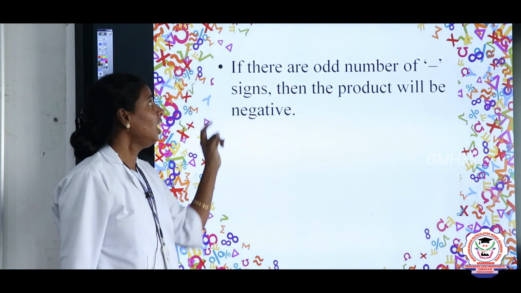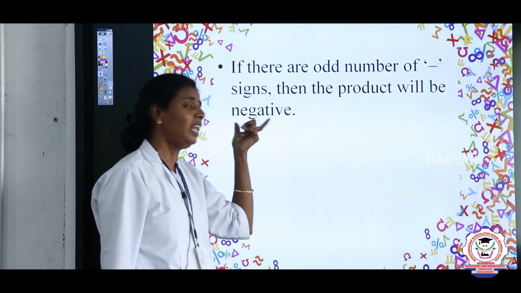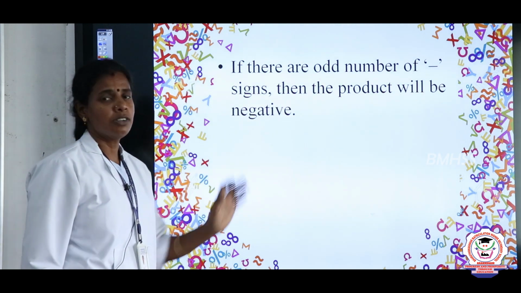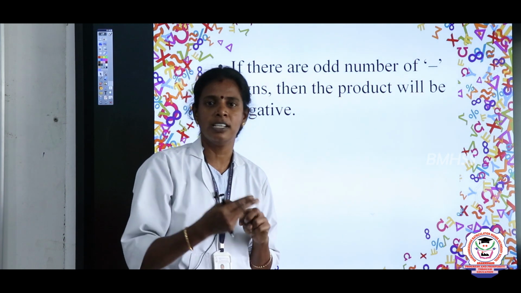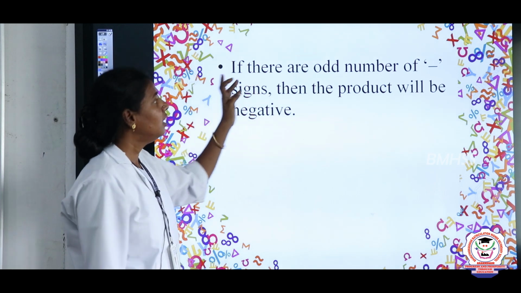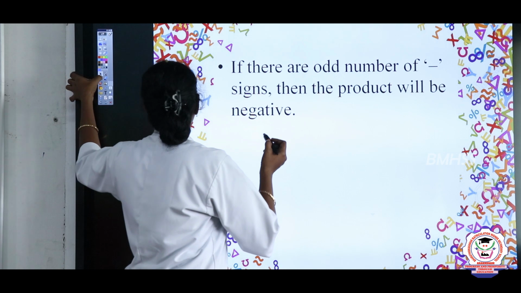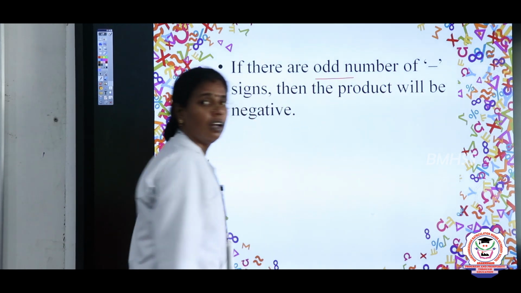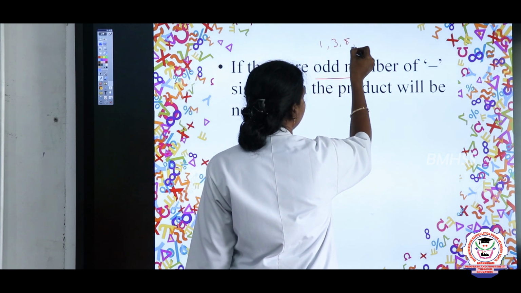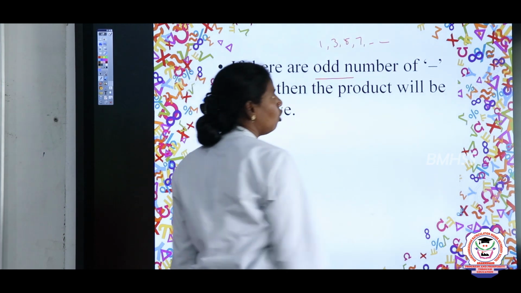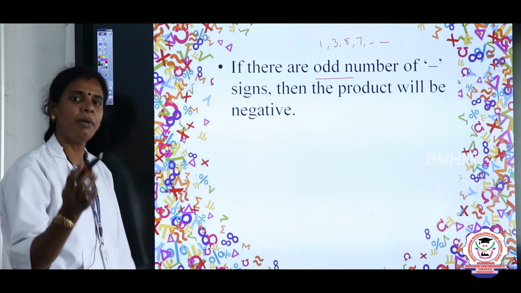Next we are going to see, if there are an odd number of negative signs, then the product will be negative. See, with only 2 integers given, negative and negative, the answer will be positive, that is minus into minus is plus. But here, an odd number of negative signs. What is an odd number? Odd numbers are 1, 3, 5, 7, 9 and so on. Here we are going to use an odd number of negative signs, so what will be the answer?